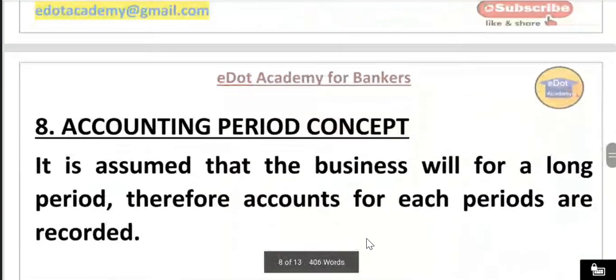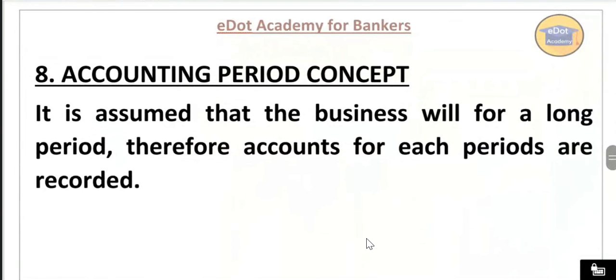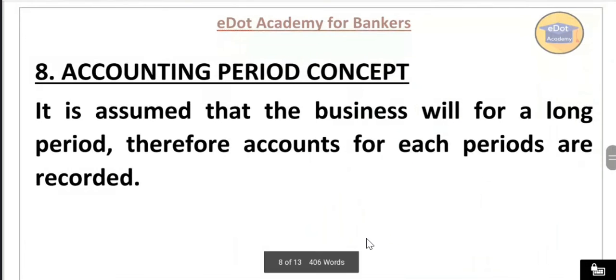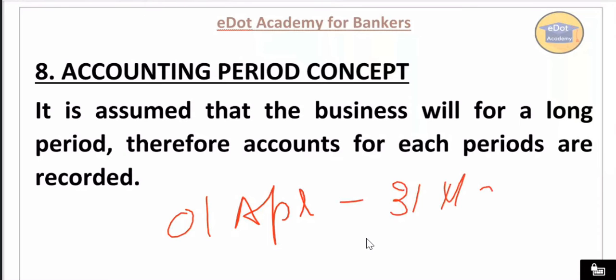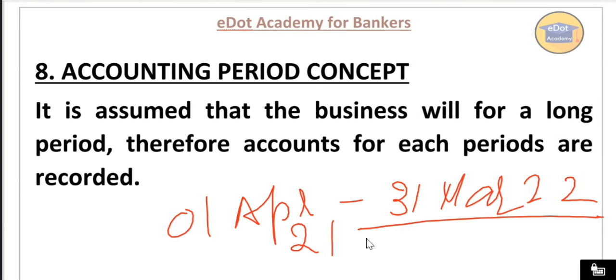Next, moving ahead, accounting period concept. What is the meaning of accounting period? In India, we follow the accounting period of 1st of April to the 31st March of next year. Let us suppose that nowadays the accounting period running is 1st April 21 to 31st March 22. So nowadays we are in the accounting period 1st April 21 to 31st March 22.